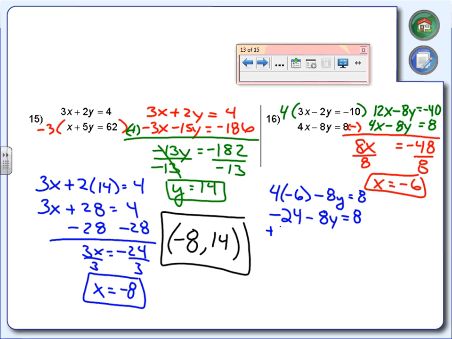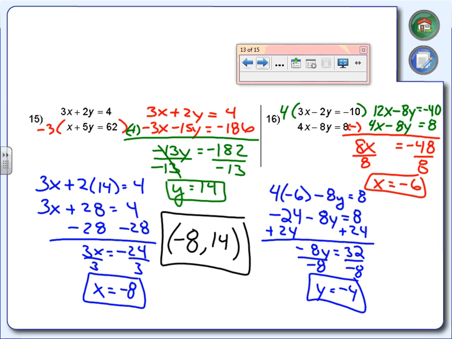Now I'm going to add 24 to both sides. So let's see here, 8 plus 24. 8 plus 24 would be a what? 32. And finally, we can divide by negative 8. So 32 divided by negative 8 would be a negative, what? 4. Negative 4. So there's the other half of our answer.